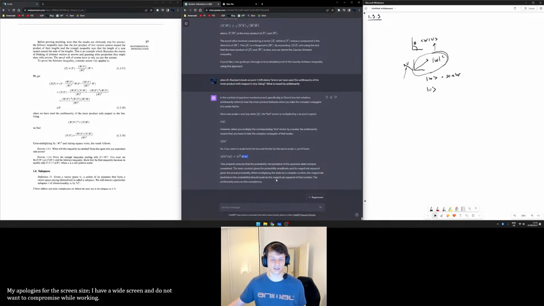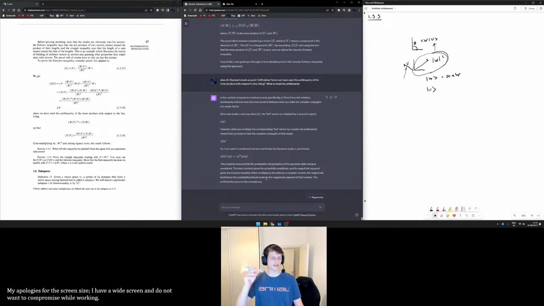I'll read that again, it's not gone in. The inner product gives the probability amplitude, and its magnitude squared gives the actual probability. When multiplying the state by a complex number, the magnitude and hence the probability should scale by the magnitude squared of that number. The antilinearity ensures this consistency. Okay, interesting. So there's some deeper notion going on here, which I suppose we should really think about. Though, let's just continue through the words and see what we pick up from this.